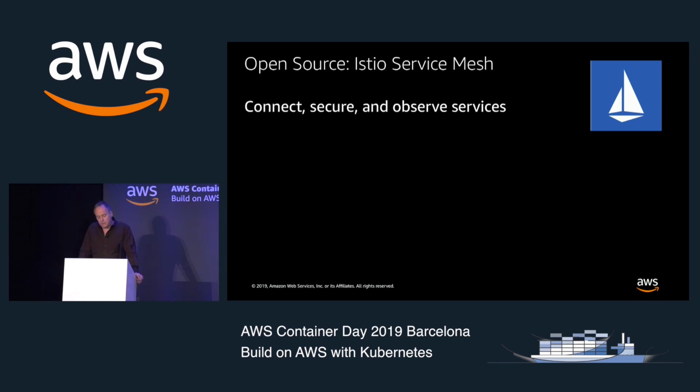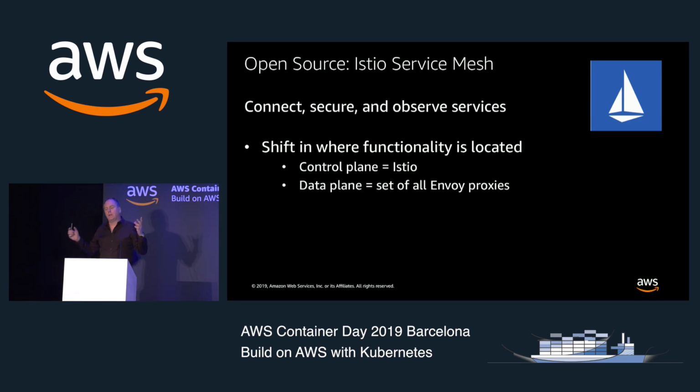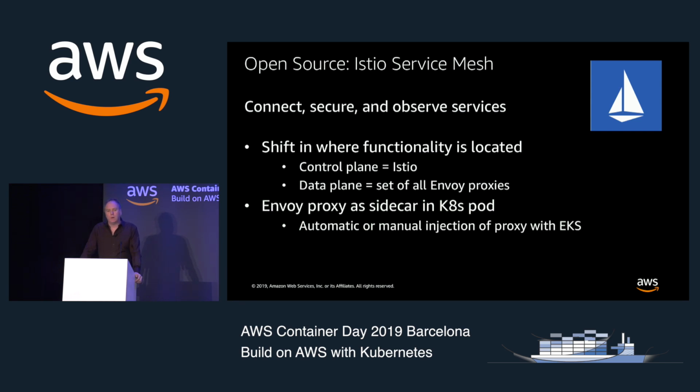It connects, secures, and observes services. And the important thing from an architectural perspective is it kind of shifts where you locate the functionality. You don't put it in a library into the service. We don't have the big monolithic service bus anymore. It's in small proxies in between. And the control plane is Istio. This is what controls and steers and configures the proxies. And then we have the data plane, which is the set of all Envoy proxies together. And those Envoy proxies, if you wonder who's going to start 117 proxies for 117 microservices, they live in the pod, and they can be created manually, or they can be injected automatically into this Kubernetes pod. Both are possible, and actually both are possible today with EKS.